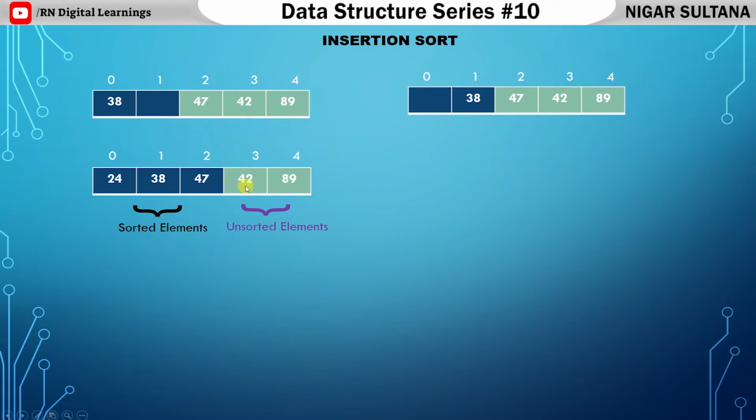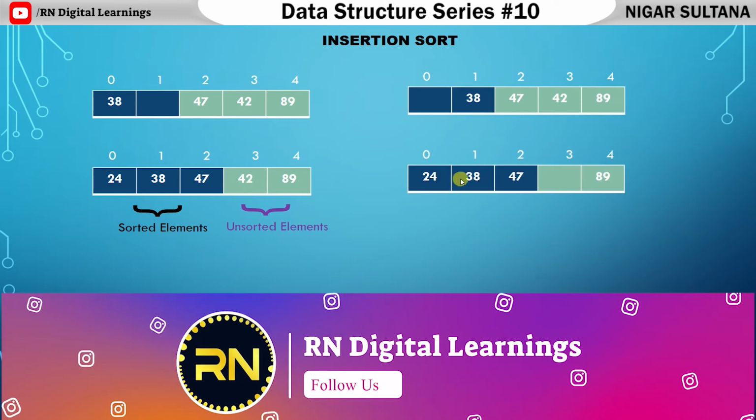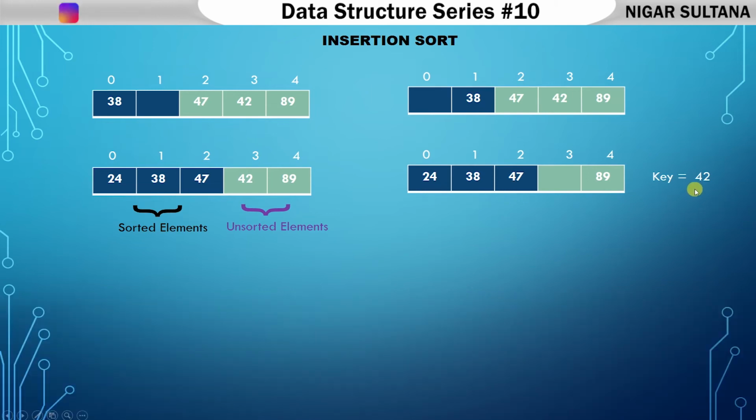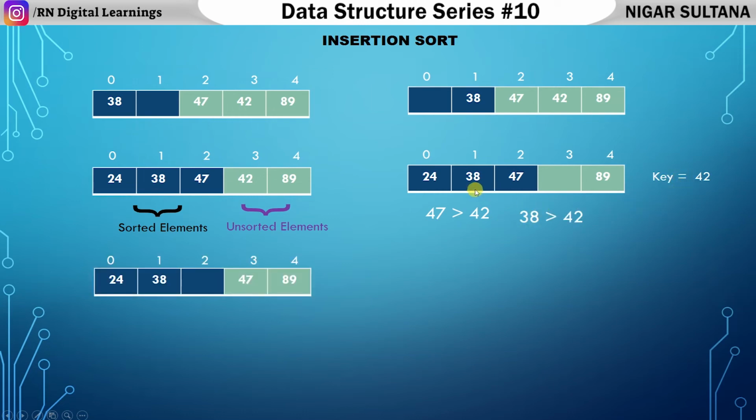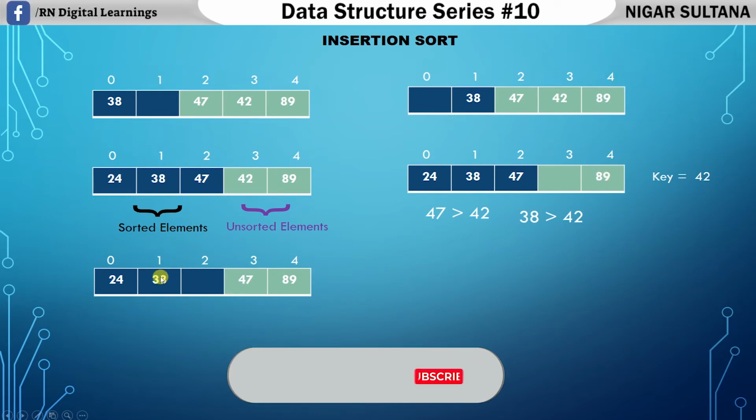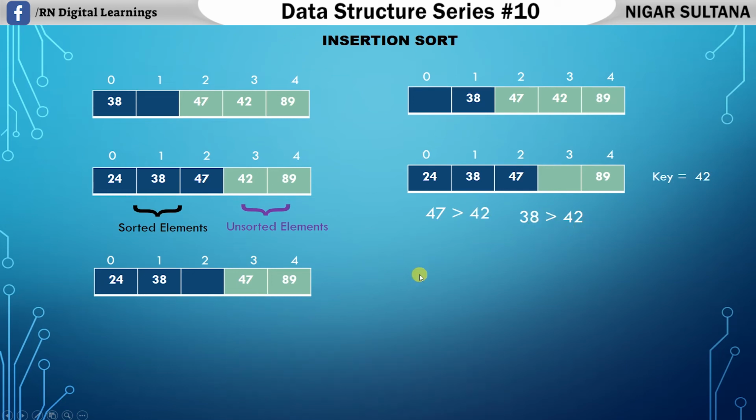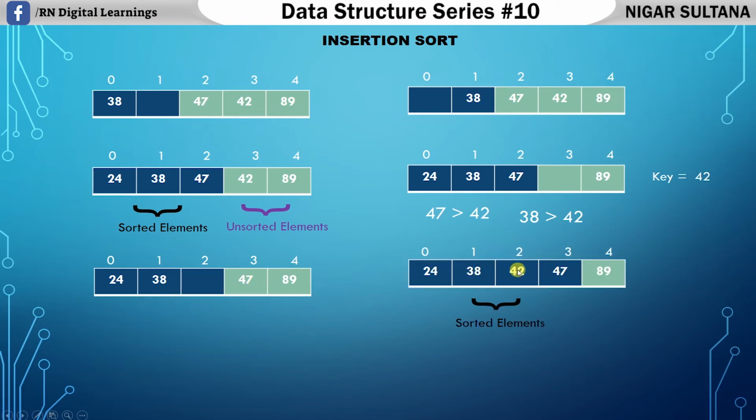Repeat the procedure. The first element of the unsorted array, that is 42, is considered to be the key now. I'll be comparing all the elements of the sorted array with 42. Is 47 greater than 42? Yes, it is true. And again, 38 will be compared with 42 as well. When 47 is greater than 42, I'll be pushing this 47 into the next position. So now this place is empty. Again, I'll be comparing: is 38 greater than 42? It is false. So if it is false, it means this 42 lies between 38 and 47. I'll be placing this 42 in between 38 and 47.